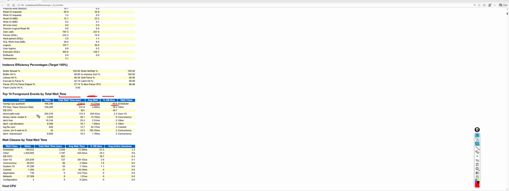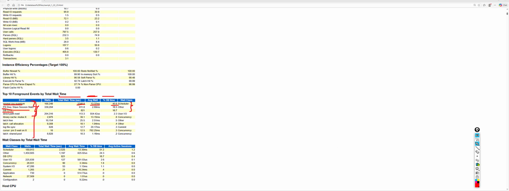So you don't need to solve all the wait events. That is also another thing. Okay, first focus on only the top few events. I would say top 3 events. Okay, so here the top 3 events are resource manager CPU quantum, PX DQ, and DB CPU. So all these are interrelated.